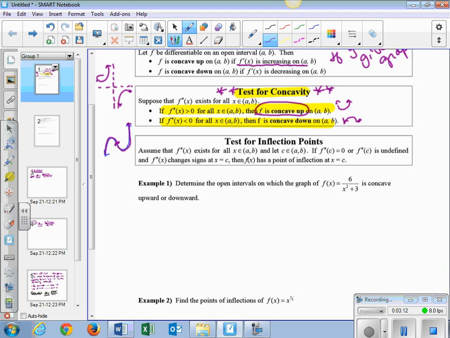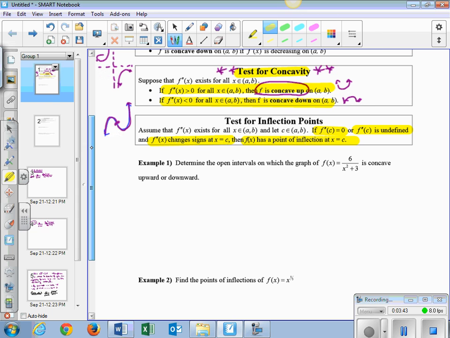Okay, so reading in the box that says test for inflection points. It says assume that the second derivative exists for all x in the set (a, b), and let c be an element of the set (a, b). If the second derivative is equal to 0, or if that second derivative is undefined, and the second derivative changes sign at x equals c, then you know that f of x has a point of inflection at x equals c. Okay, so again, we're referencing the function f of x, that graph, and using the second derivative to determine that.